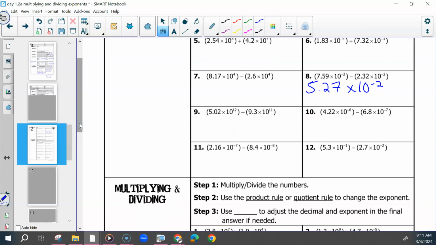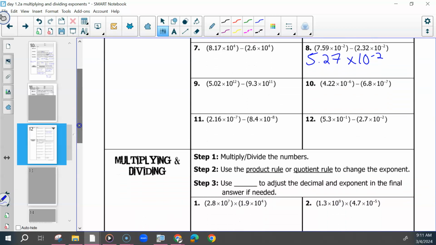So if we're doing number 12, and I'll let you guys choose also, do we want to change the first or the second? Okay. So if we were to change the second to become the first, we're adding 1, so moving the decimal place to the left 1. So 0.27 instead.